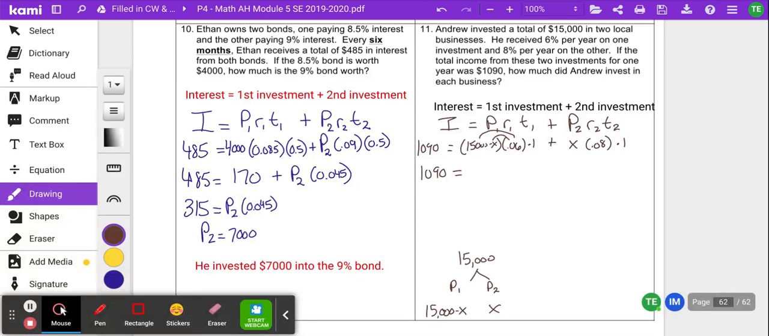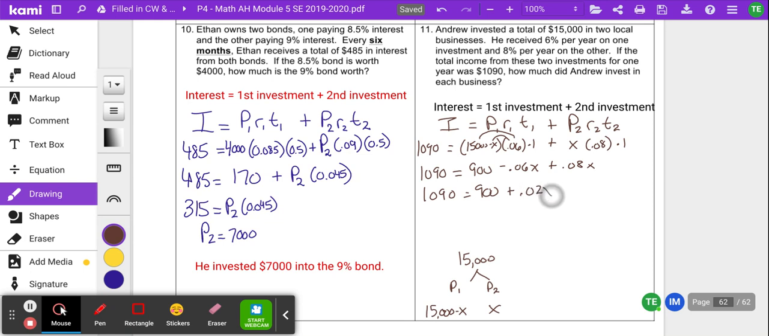$15,000 times 0.06. If he took all of his money and put it into the 6% interest, he would have only made $900. But he didn't. So minus 0.06x. Over here, 1 times 0.08 is 0.08 times x. We have plus 0.08x. Then we have to combine like terms. So 8% minus 6% is 2%. Then we have to subtract the 900.